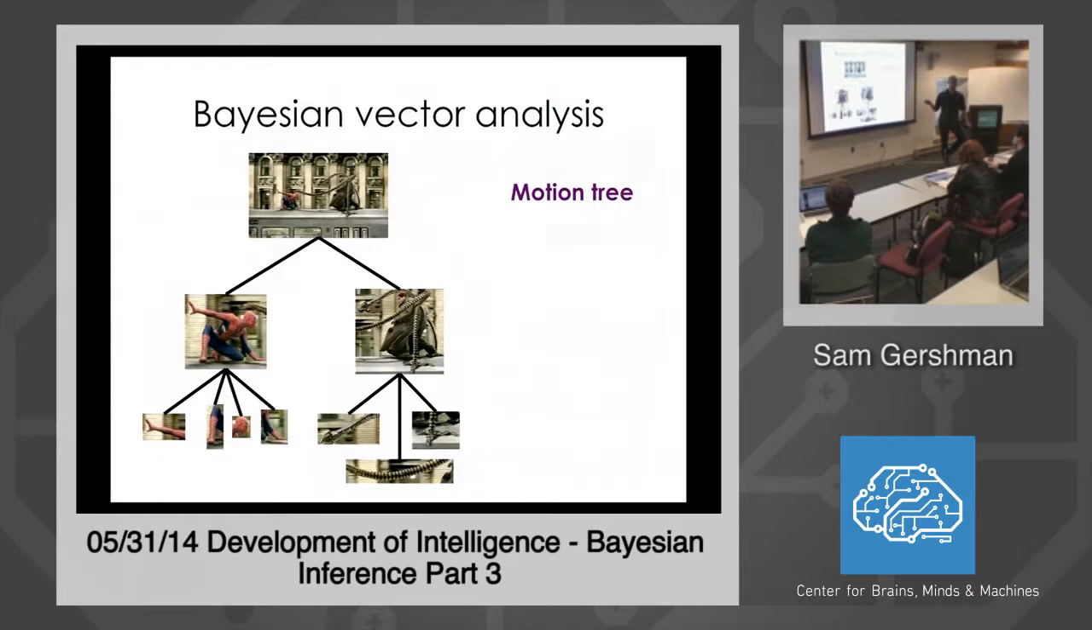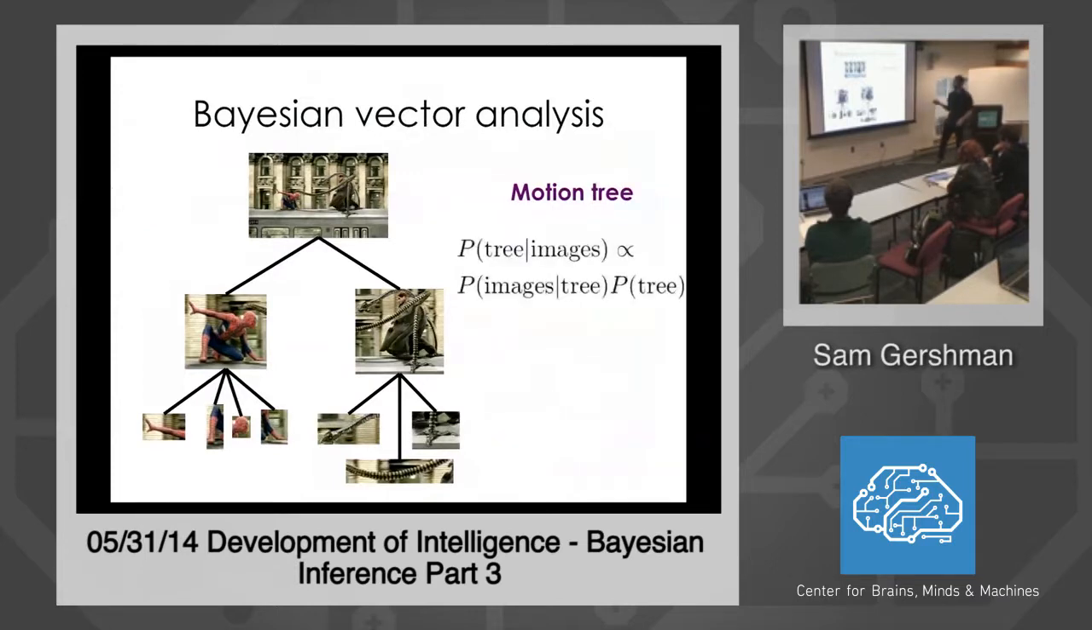So the idea is that each one of these nodes here corresponds to a motion component, which is basically a vector field, and that the observed motion of a particular object in the image is the sum of motions along this path. So Spider-Man's hand here, the observed motion for Spider-Man's hand, is decomposed into the sum of the motion of Spider-Man and Dr. Octopus relative to the background, plus Spider-Man's relative motion, plus the hand motion relative to Spider-Man.